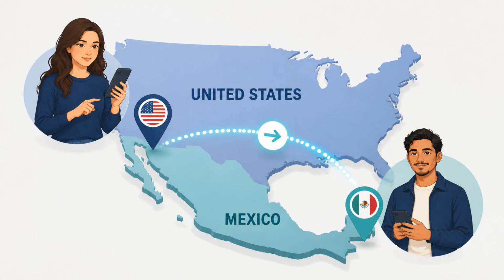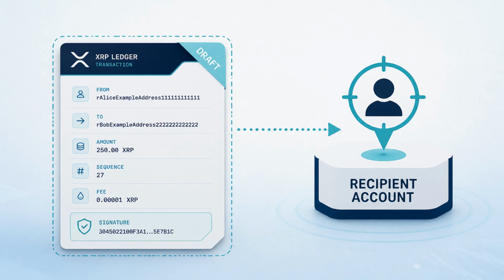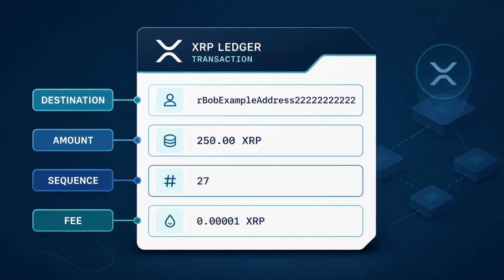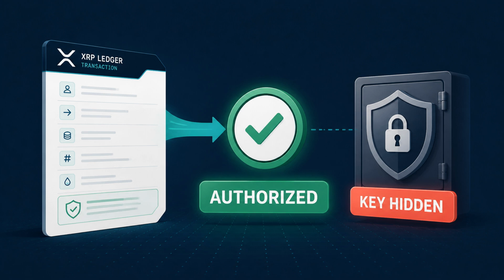Here's a simplified example. Alice wants to send value from the United States to Bob in Mexico. A payment provider accepts Alice's dollars and finds a venue with enough liquidity to exchange those dollars for XRP. It then prepares an XRP Ledger payment to an account controlled by a recipient or another payment provider. The sending wallet creates the transaction. It includes the destination, the amount, a sequence number, and a small fee. The wallet signs that information with the sender's private key.